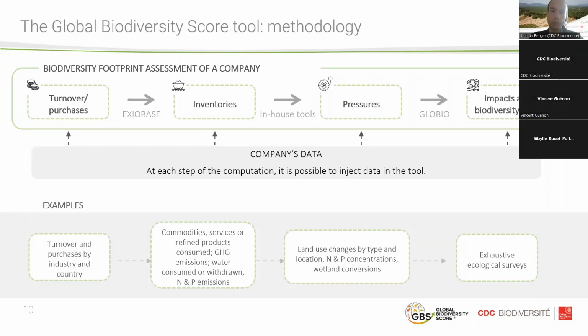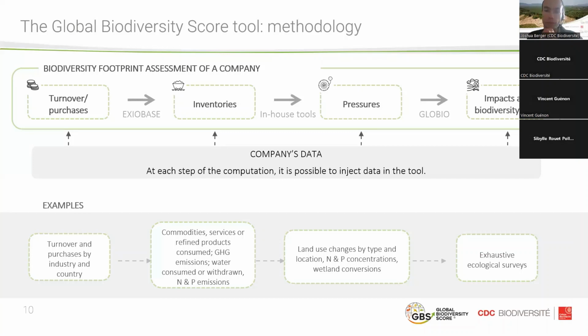If we don't have pressure data, we use what we call inventories data, and we use in-house tools that we developed to go back from inventories to pressures and then to impacts. So inventories would be, for instance, tonnages of commodities, GHG emissions, water consumed or withdrawn, nitrogen, phosphorus emissions. So inventories and pressures, for most people, you don't need to know the difference. That's the best type of data that we can use. That's emissions, tonnages, cubic meters of water, etc. If we don't have that, and we usually want this for companies, then we use turnover and purchases, and we use the ExaioBase database, which is another peer-reviewed tool. And we go back to inventories, etc. As I said, it's less accurate.